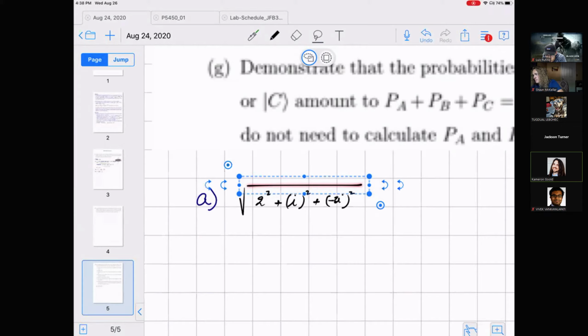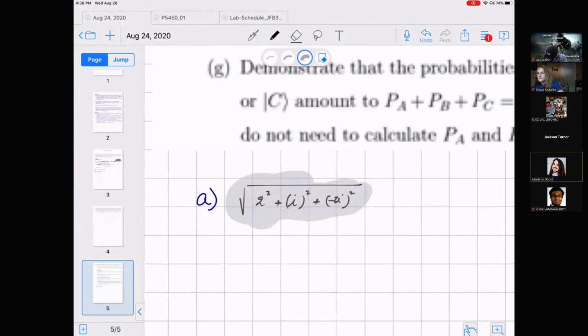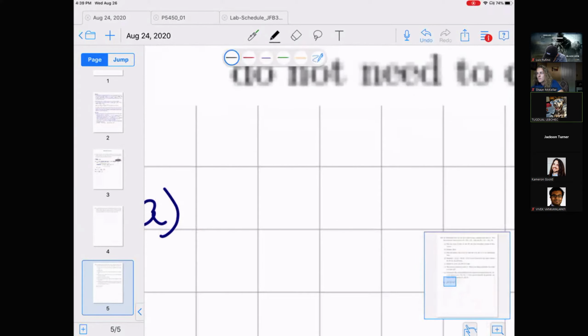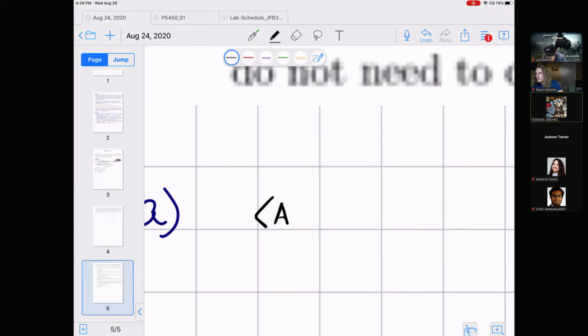I kind of disagree. Can you explain why? We said that for these ket vectors to be normalized, the inner product of bra A and ket A should equal 1. Right. So here we will first calculate that, and the square root of it is going to be the magnitude of A. Right?